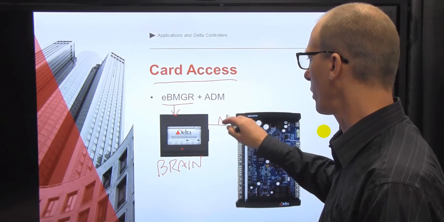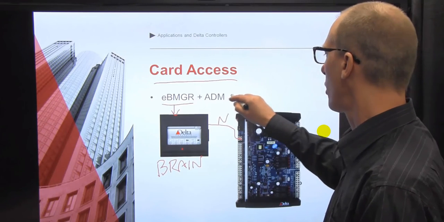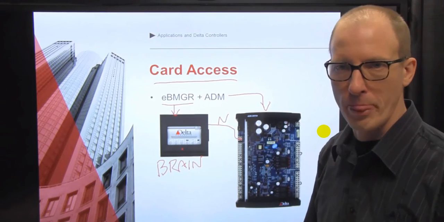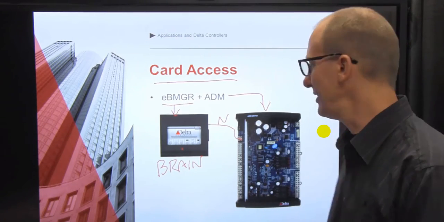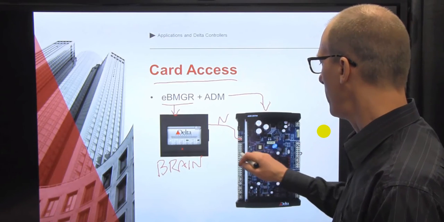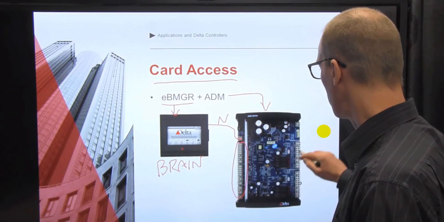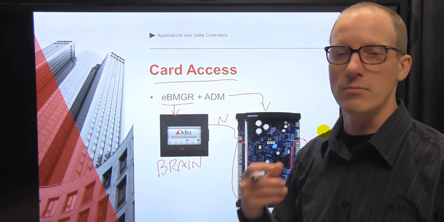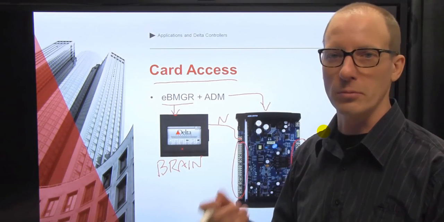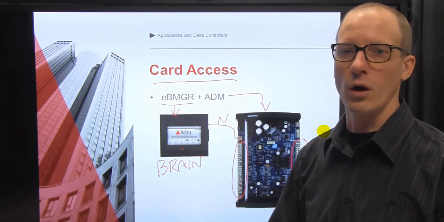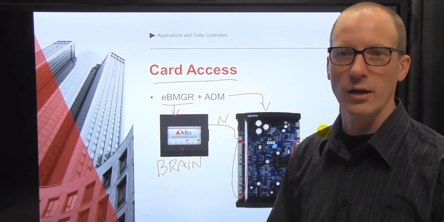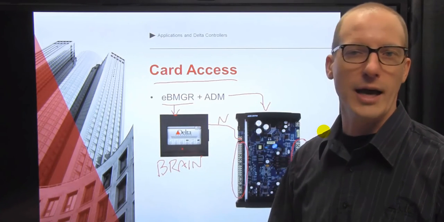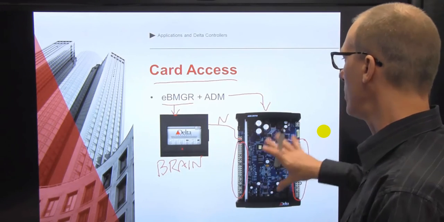So we've got a little network here, and it runs to the second part, which is this guy called an ADM, which is Access Door Module. What the ADM does is it deals with all of the local I/O that is required. You can see there's a lot of terminals on this controller. That's because this controller is designed to pick up the electrical signals from the card reader, to control the door lock or door strike, to measure whether the door contacts are open or closed, request to exit, all that kind of stuff is wired into the ADM.